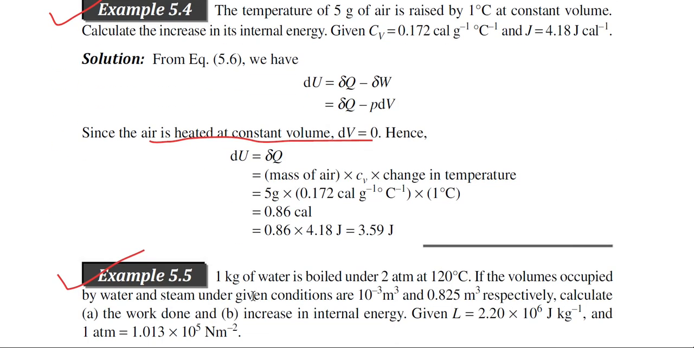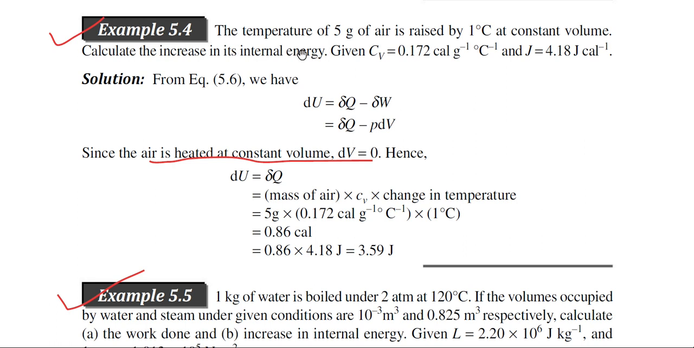Now let us discuss another problem. The temperature of 5 gram of air is raised by 1 degree centigrade at constant volume. So just take note of this fact, that it is constant volume. Calculate the increase in its internal energy. So we have to calculate the increase in internal energy, where the value of Cv and J is given.